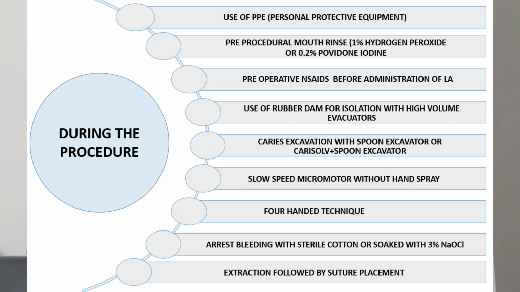Then we need to also minimize the use of the three-way syringe, because it can also result in aerosol production. Then another thing that we need to follow is that we need to try to use rubber dam as much as possible in the procedures. If not, in such cases, pre-procedural mouth rinse can be given. That is povidone iodine or hydrogen peroxide mouth rinse, because it reduces the microbial load in the oral cavity.